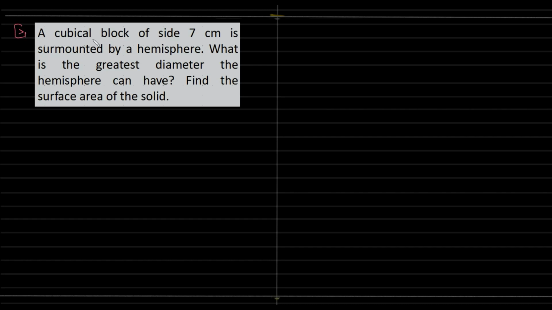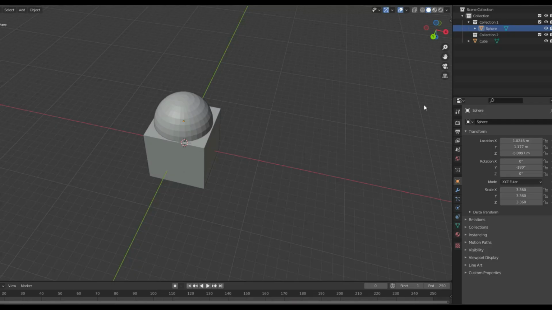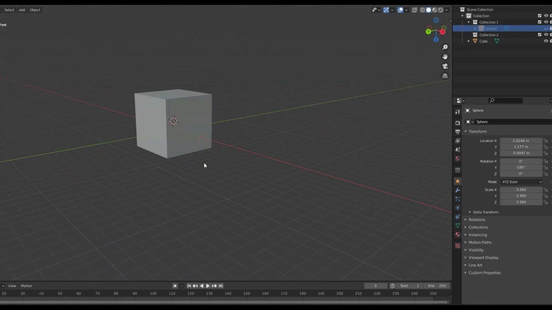A cubical block of size 7 centimeter is surmounted by a hemisphere. So let's understand what this surmounting means. I have a cube, right? This is a cube. On that, if I happen to keep a hemisphere, it's said to be surmounted. We are surmounting a hemisphere on a cube. Basically, you're placing something on the cube. That's it. Nothing else. Surmounting means you're placing that thing on the given object.